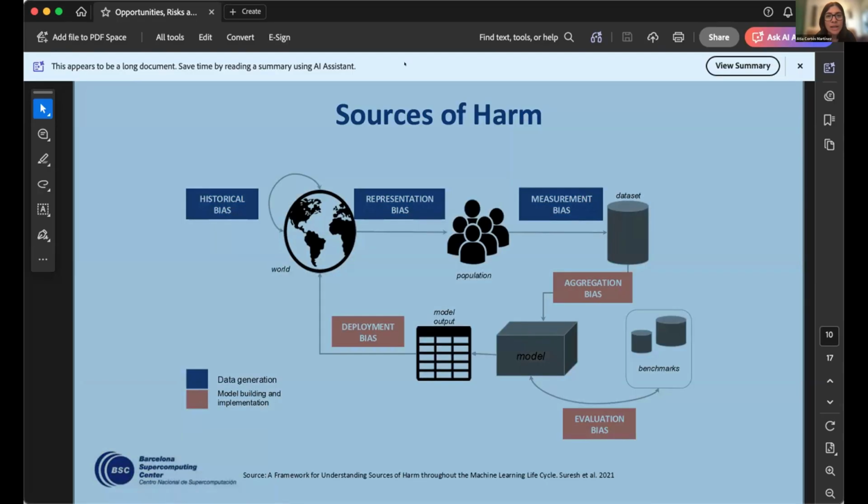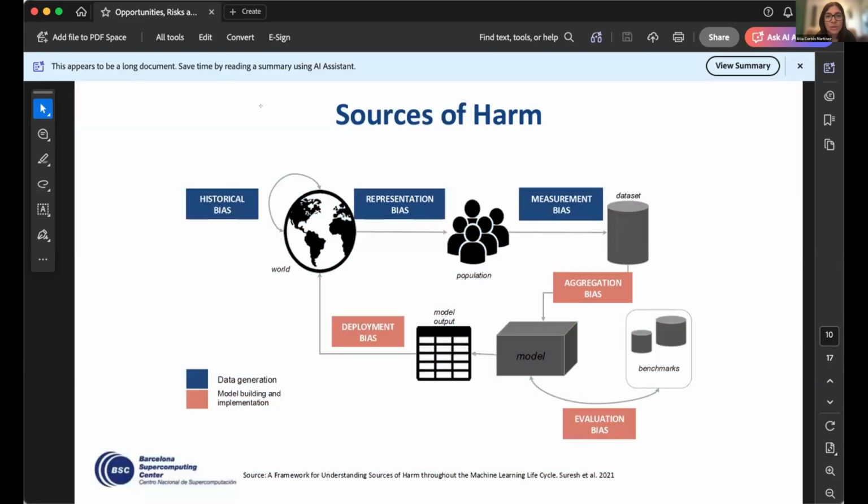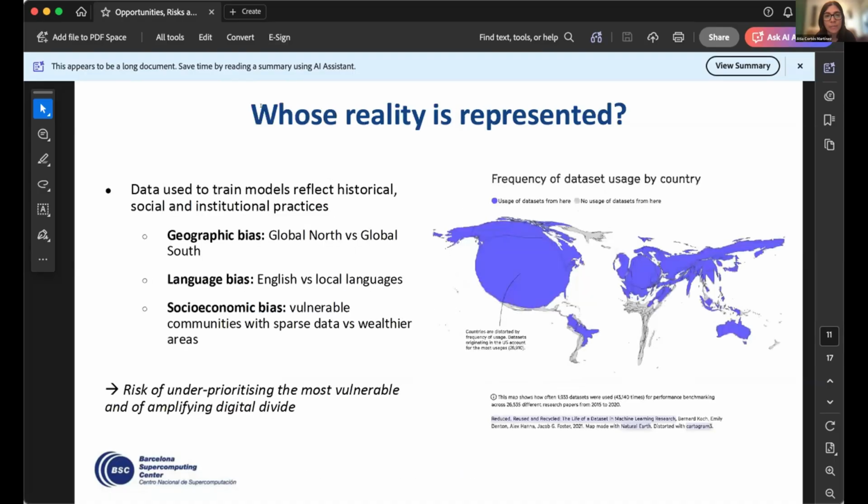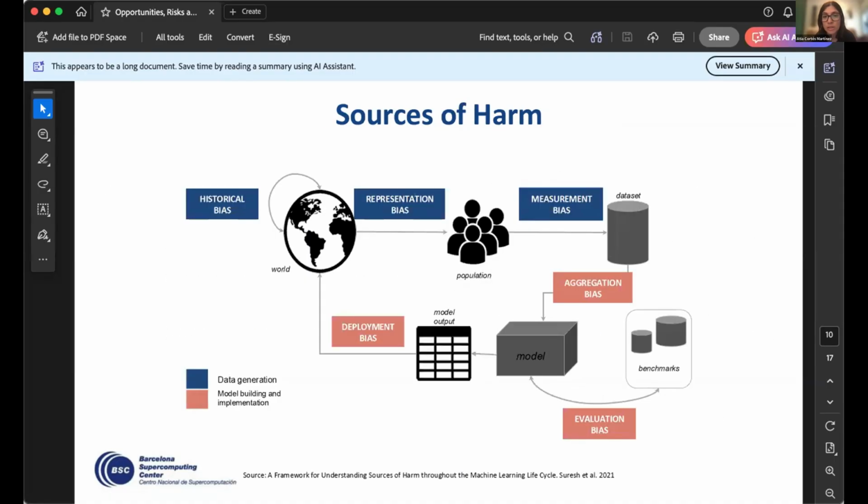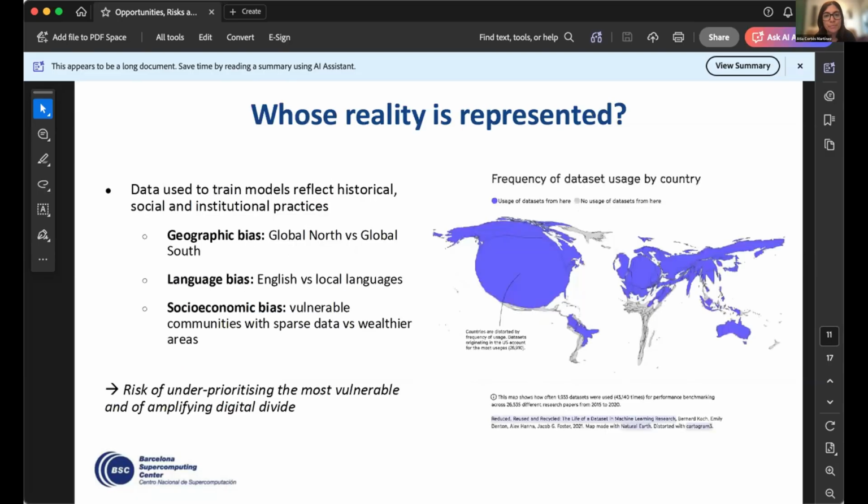Here is an image from this paper from Suresh et al., and it identifies different sources of harm, both for the data generation and the model building and implementation phases. Today I will just briefly summarize the problems of representation bias, but there are many others that are important to take into account.